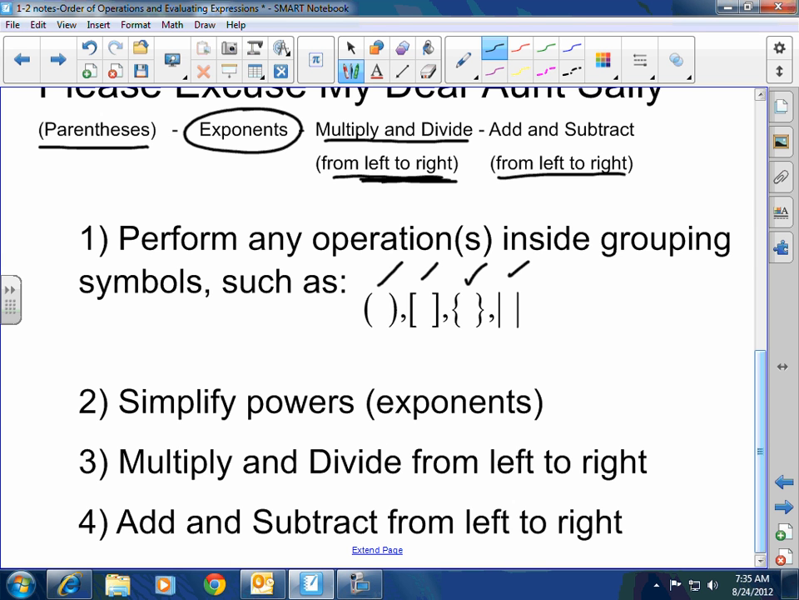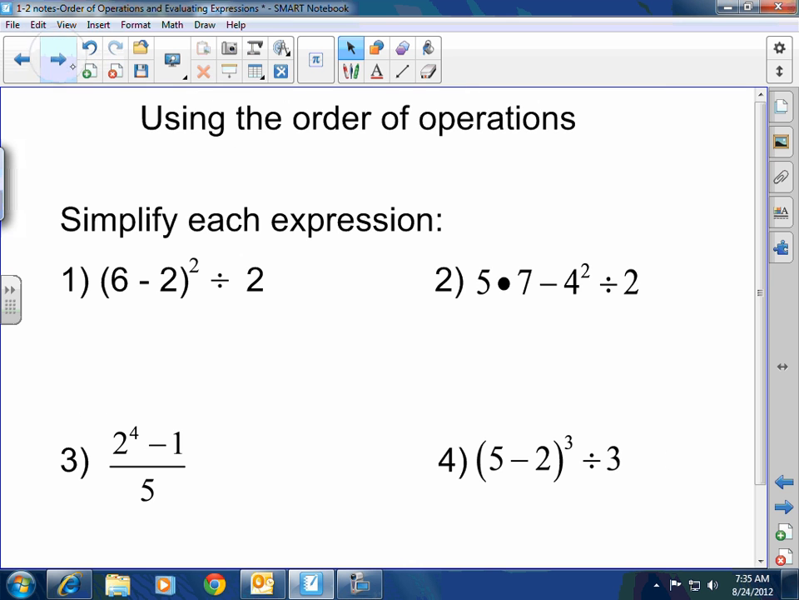Excuse, exponents. Simplify powers or exponents second. My dear, multiply and divide in order from left to right. And Aunt Sally, add and subtract in order from left to right. Okay, now let's go ahead and practice using the order of operations.